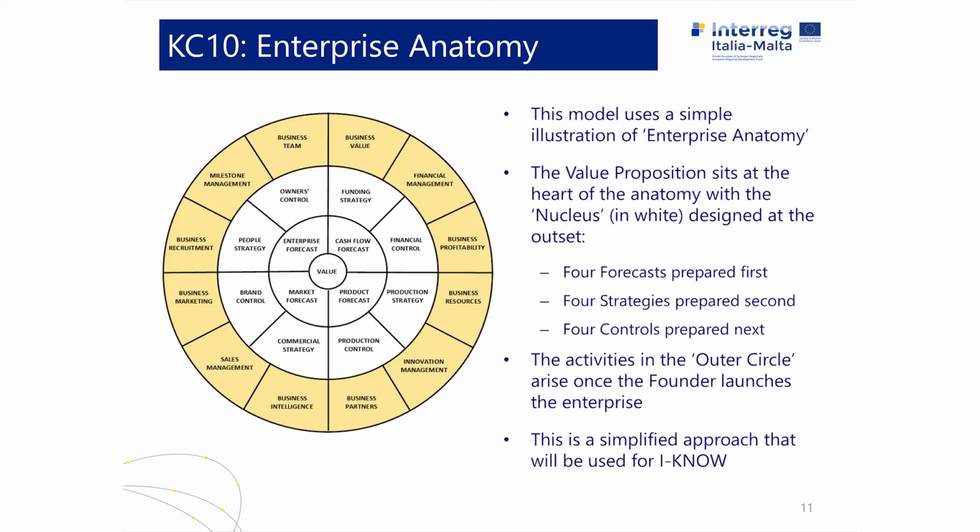And then key concept 10, the Incumatrix complete model, which uses the enterprise anatomy with 25 components. At the heart of it, the nucleus in white is designed with 4 forecasts, 4 strategies, and 4 controls that surround the value proposition. And the activities in the outer circle arise once the founder launches the enterprise. This is the simplified approach that will be used for I-Know.